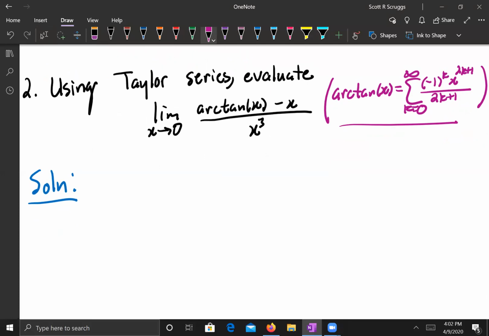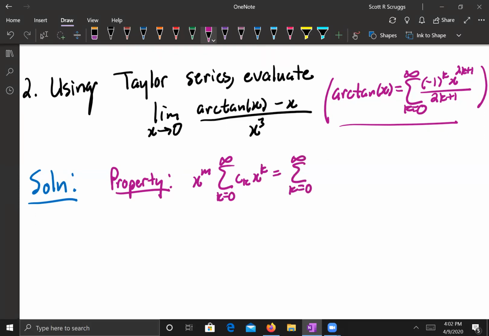So what I'm going to abuse is a couple of properties for power series. One property that I'm going to abuse is the x to the m power over a power series, where I can move that x to the m inside.